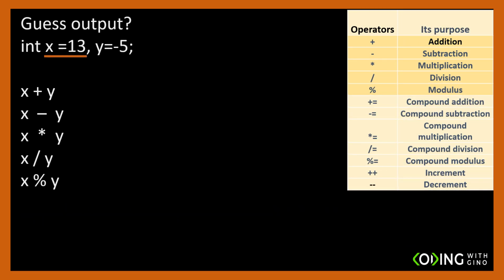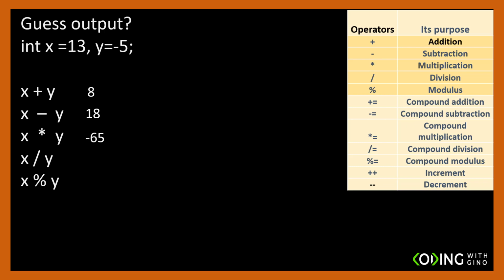Let's have another go. Now, x is 13 and y is negative 5. What is x plus y? The answer is 8. What would x minus y be? 18. Easy, right? Next, x multiplied by y. That would print negative 65.